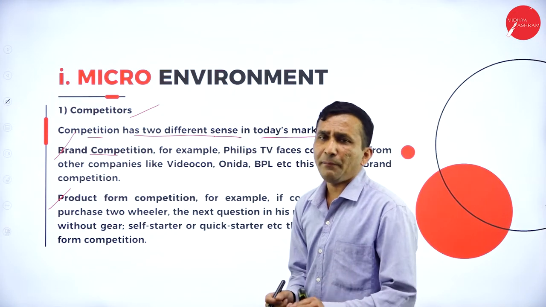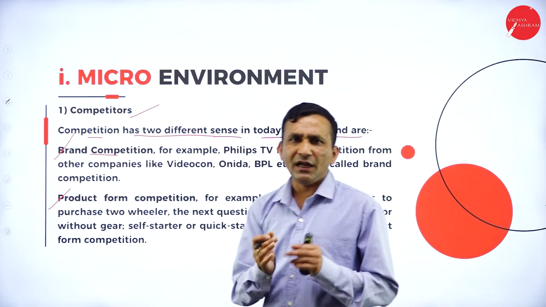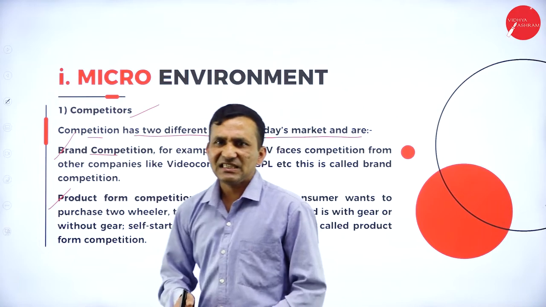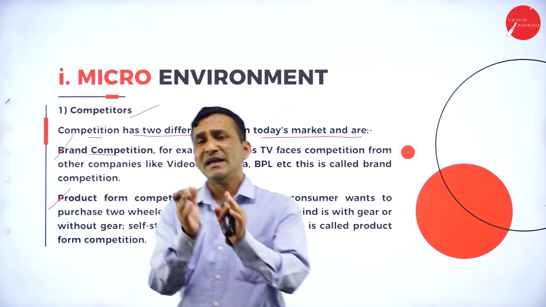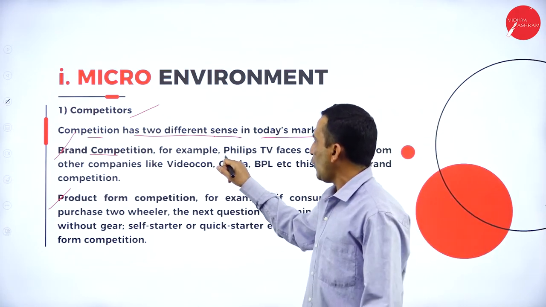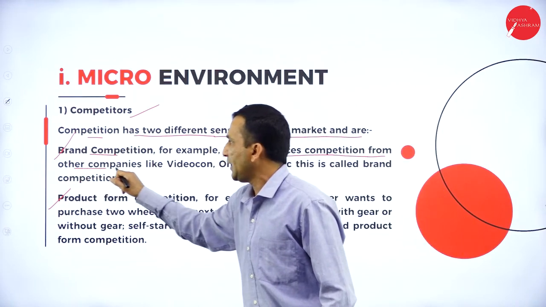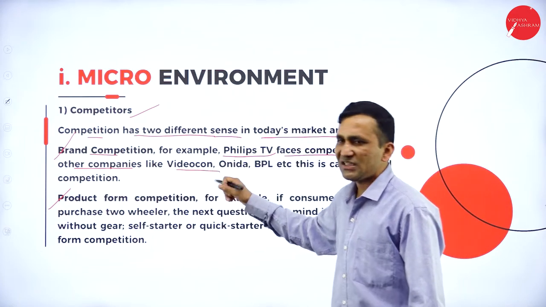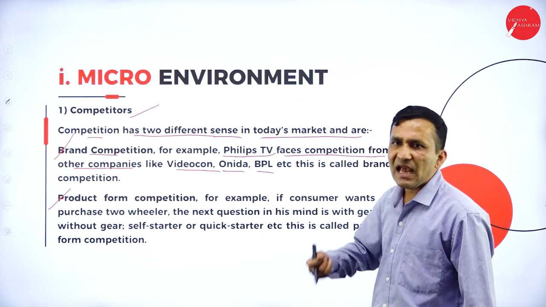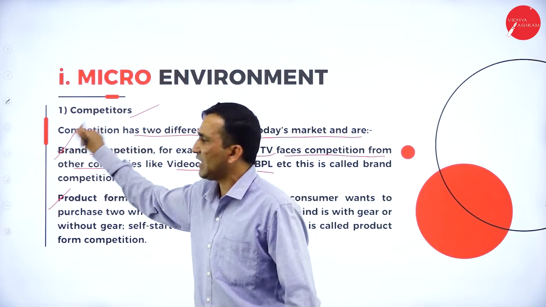If you try to give a priority, customers are always expecting a brand. Brands are different companies, and they provide different brands. Suppose the customers decide to purchase a television. In their mindset, different brands are recalled. Either I can go for a Philips TV, which faces competition from other companies like Videocon. Simultaneously, I can think why Videocon, Onida, BPL, Samsung, LG, Micromax. So different brands are available. This is only focusing on brand.